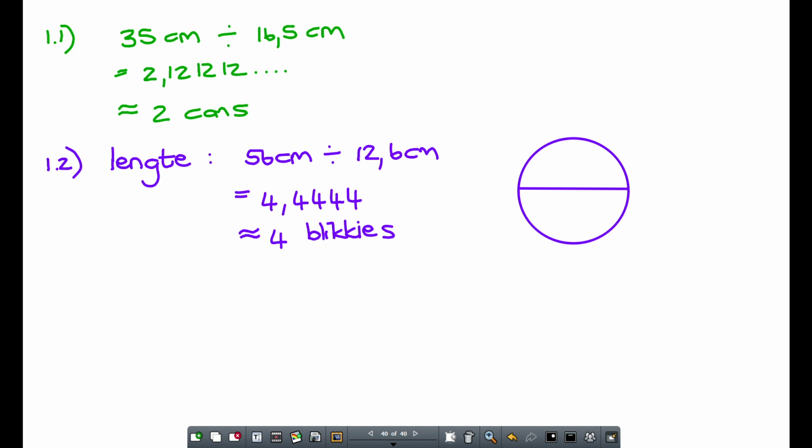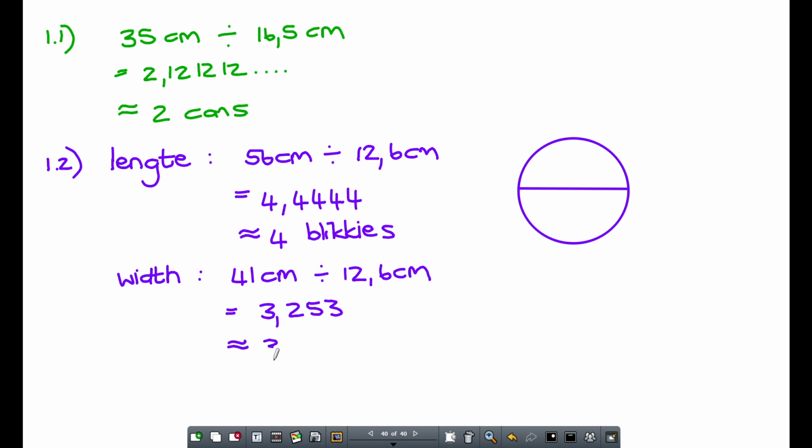Then the width. The width of that box was 41 centimeters, and again I'm going to divide it by the diameter, so 12,6 centimeter. And that gives me 3,253. In other words, 3 cans, 3 cans can fit in.